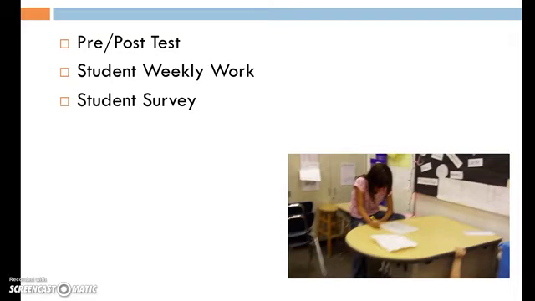Student weekly work. So in that weekly work, I collected all the papers that they had done throughout the week, and then I sat down and I went through it, and I looked at how they did that week. And then a student survey. So once a week, the students were given a fill-in-the-blank survey.